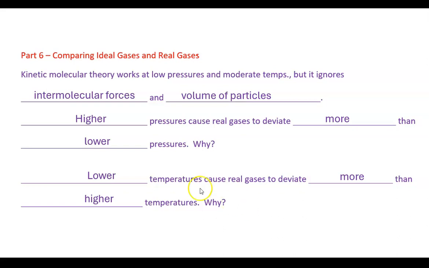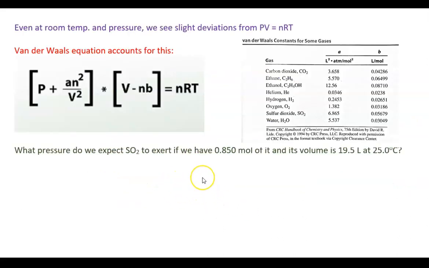Okay, so let's talk about actually using this in an equation. Even at room temperature and pressure, we do see slight deviations from PV equals nRT. The van der Waals equation, which you'll see there in your notes, looks complicated, but really all we're doing is replacing the P and the V in PV equals nRT. We can see the nRT is still there. We're just replacing them with a little accounting for the attractiveness of particles, the IMFs, and also the volume of the particles.